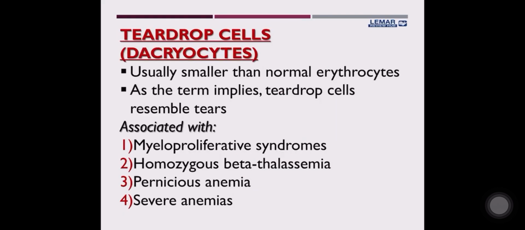Teardrop cell or dacryocyte. Teardrop red cells are formed due to squeezing and fragmentation of red cells in splenic passages. They are associated with myeloproliferative syndrome, for example, MMM, myelofibrosis with myeloid metaplasia, but can also be seen in homozygous beta thalassemia, pernicious anemia, and severe anemias.